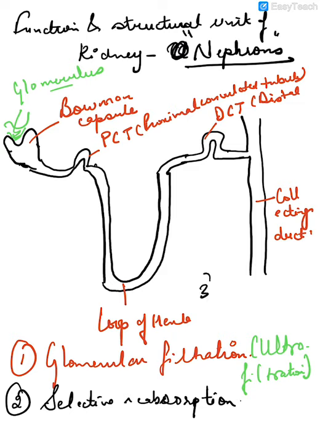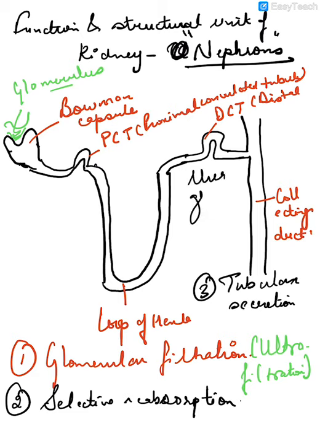And the third step is tubular secretion. In tubular secretion, some amount of urea, glucose is poured back from the DCT into the filtrate to maintain the osmotic concentration. So this was the diagram of the nephron and the mechanism of urine formation, which was glomerular filtration, selective reabsorption and tubular secretion.